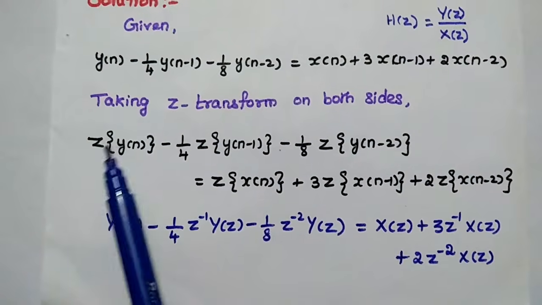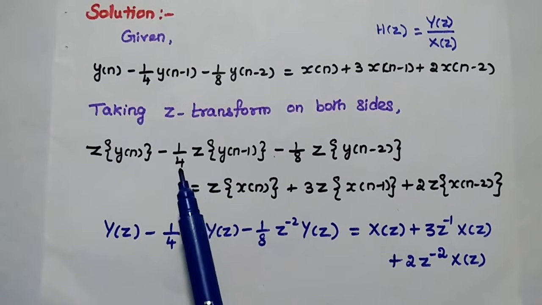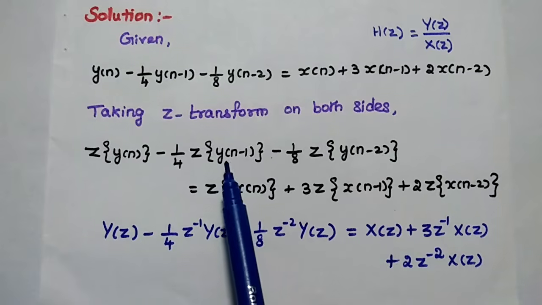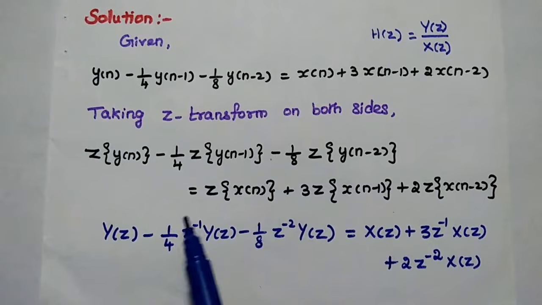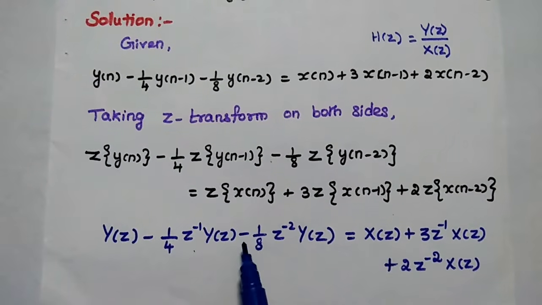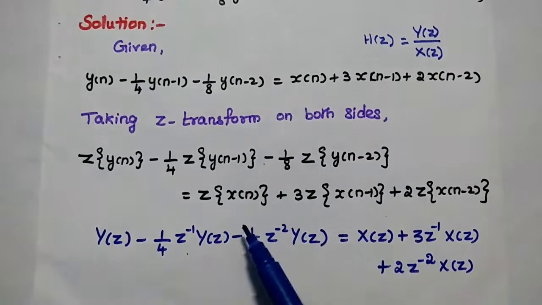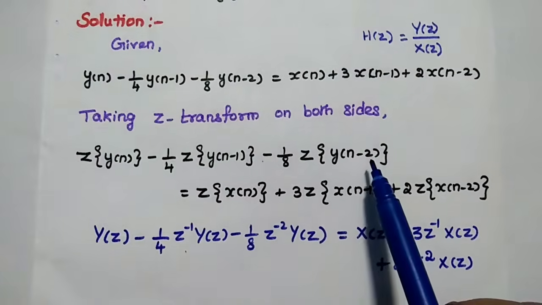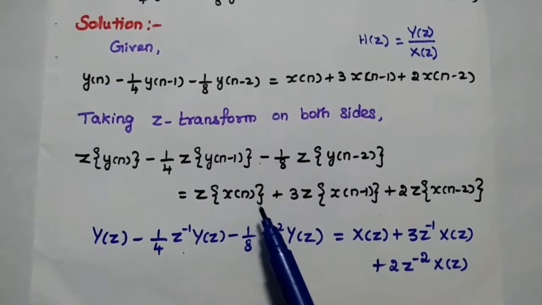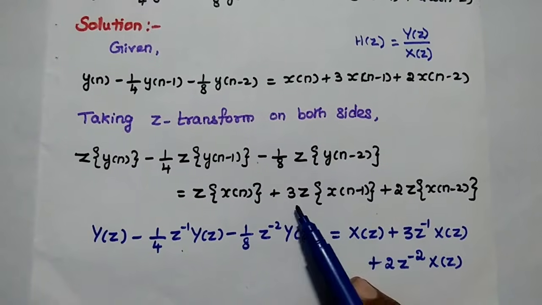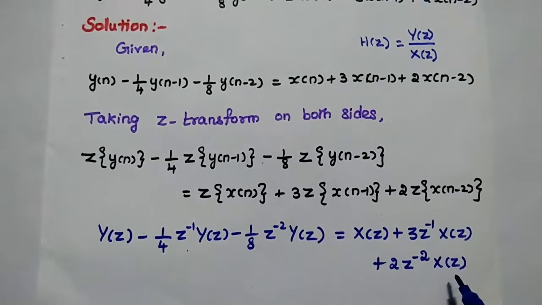So here Z transform of y of n is nothing but Y of z, minus 1 by 4 times Z transform of y of n minus 1, which is nothing but z power minus 1 Y of z. Here we are using the time shifting property of the Z transform. In the next term, it is minus 1 by 8, Z transform of y of n minus 2 is nothing but z power minus 2 Y of z. That is equal to Z transform of x of n, which is X of z, plus 3 z power minus 1 X of z plus 2 z power minus 2 into X of z.